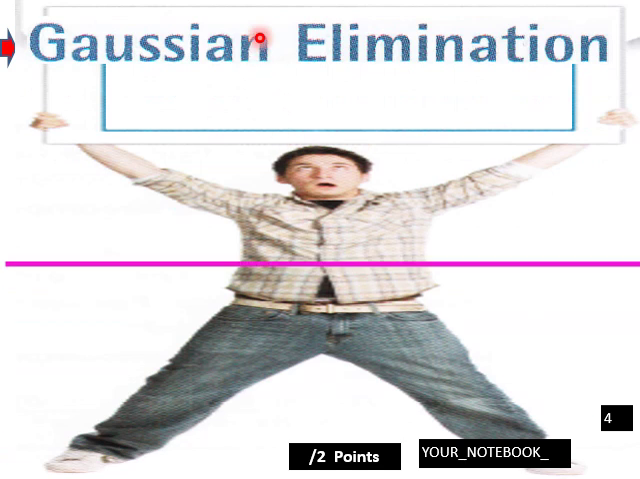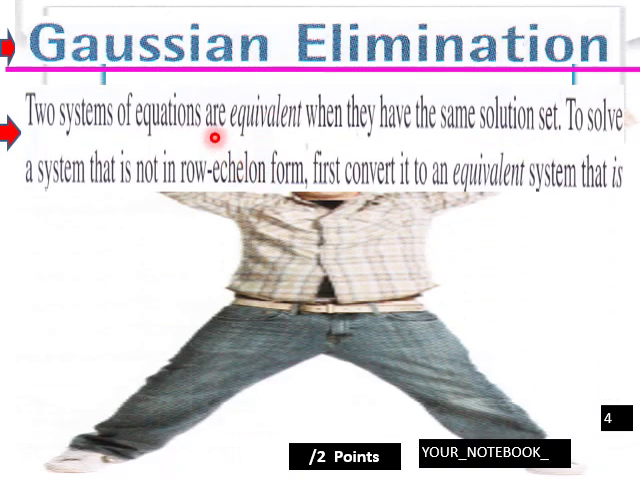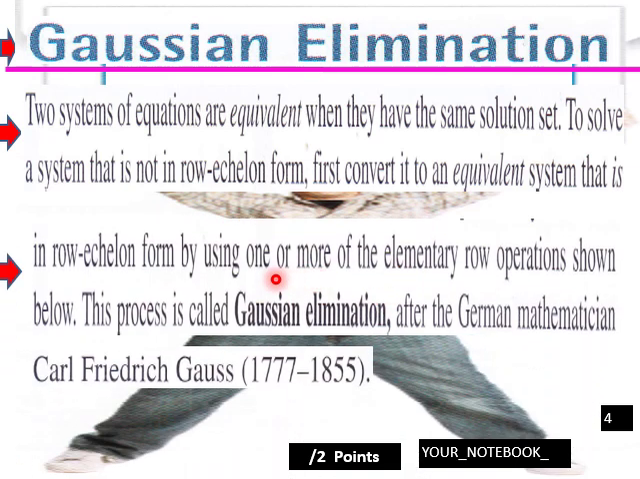Okay, page 4, Gaussian elimination. Two systems of equations are equivalent when they have the same solution set. To solve a system that is not in row echelon form, first convert it to an equivalent system that is in row echelon form by using one or more of the elementary row operations shown below. This process is called Gaussian elimination after the German mathematician Carl Friedrich Gauss.